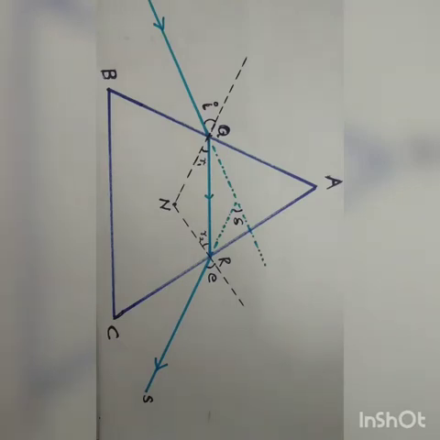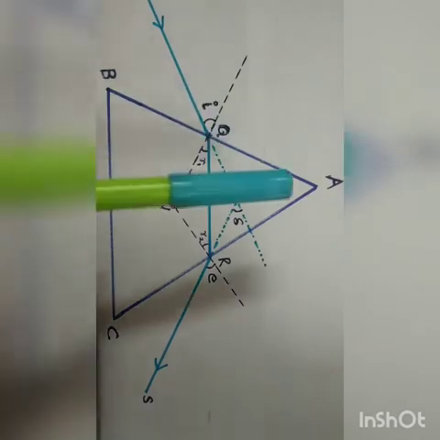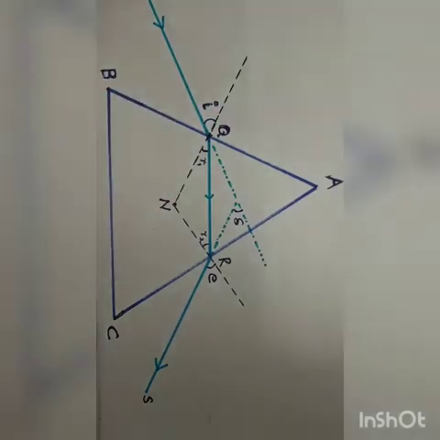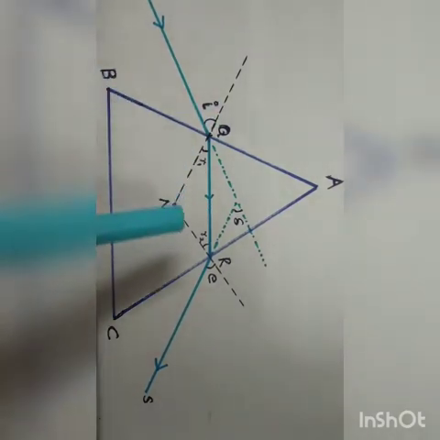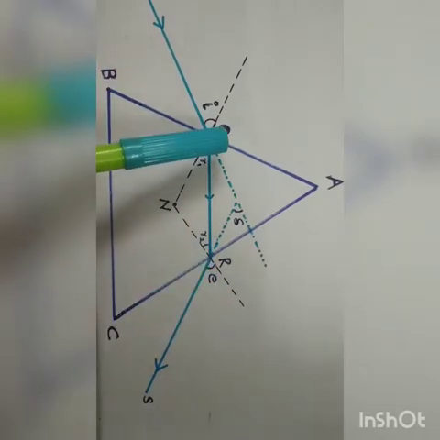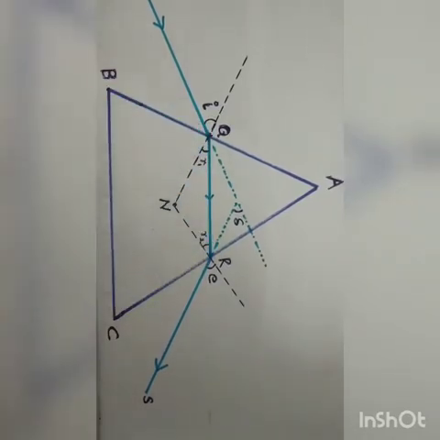ശ്രദ്ധിച്ചു നോക്കിക്കേ. In a quadrilateral, you have studied that sum of all the angles of a quadrilateral is 360 degree. Now in this quadrilateral AQNR, angle Q അല്ലെങ്കിൽ angle AQN is 90 degree. Why? QN is a normal. Similarly, angle R or angle ARN is also 90 degree. Why? This is also a normal. So 90 plus 90, the sum of the opposite angles is 180 degree.